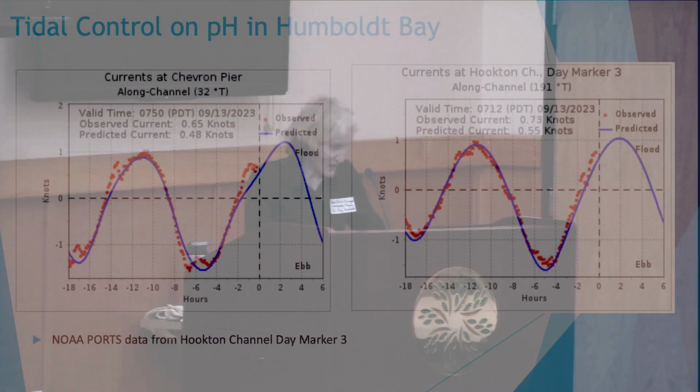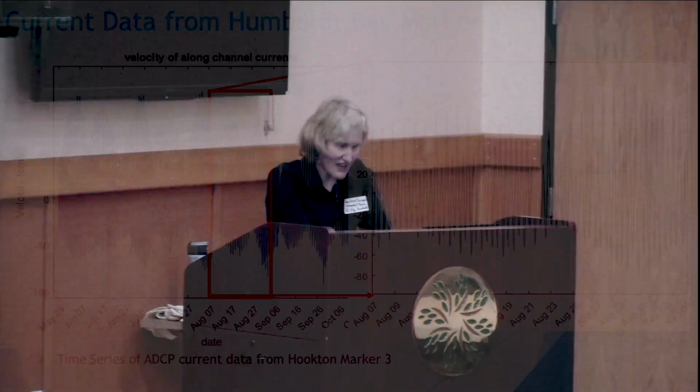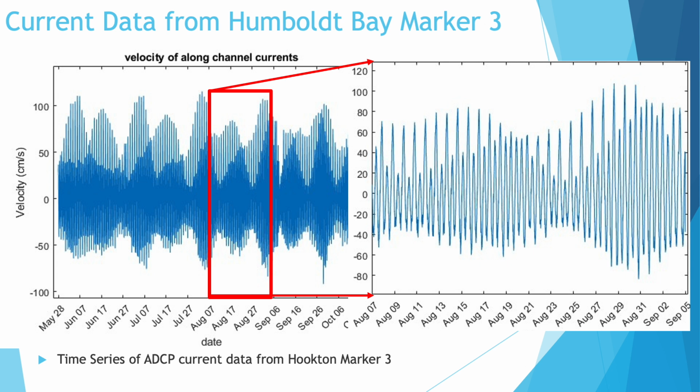So here, first of all, is just a plot of that data, the data from NOAA. This is at Chevron Pier, and this is at Hookton Channel Marker 3. And you can see that the data is following along very clearly with the predicted tide. So again, we have a very strongly tidally controlled bay. And we expect to see those data points going right along with the tide, which is what we usually see.